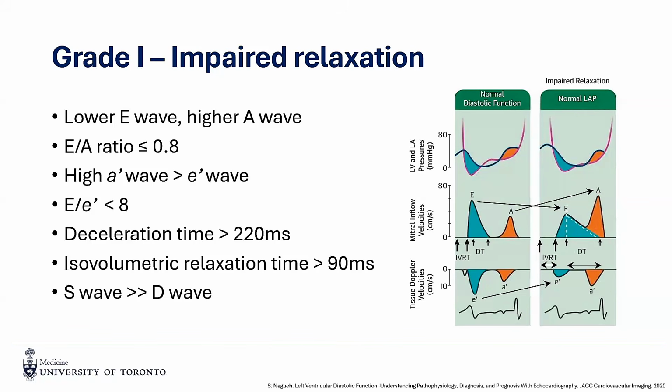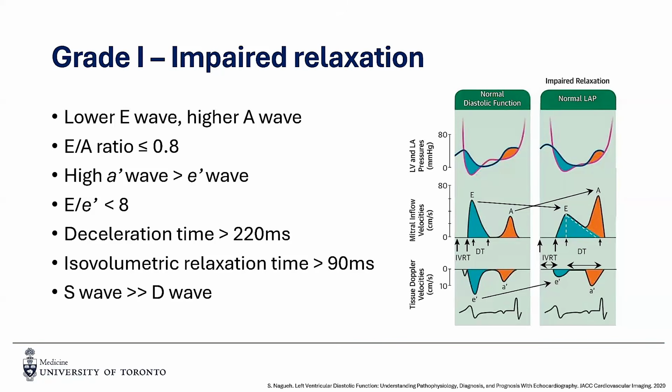If we look at the isovolumetric relaxation time, it's going to be prolonged. Again, because your left ventricle is relaxing slowly, so it takes longer for the LV pressure to drop below the LA pressure and open the mitral valve. And because your left atrial pressure is still normal, there's no left atrial pressure to accelerate that crossover that actually happens.